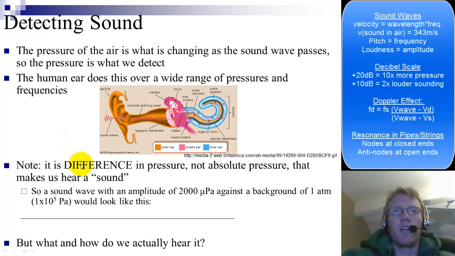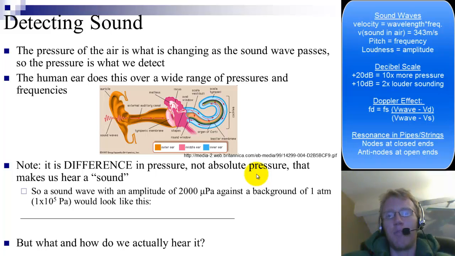So what we're hearing or noticing is this alternating pressure, this high and then low, high and then low, high and then low, not the actual absolute value of the pressure. That's why when you go up into the mountains and you pop your ears, you're at a lower pressure zone, but you can still hear someone talking.